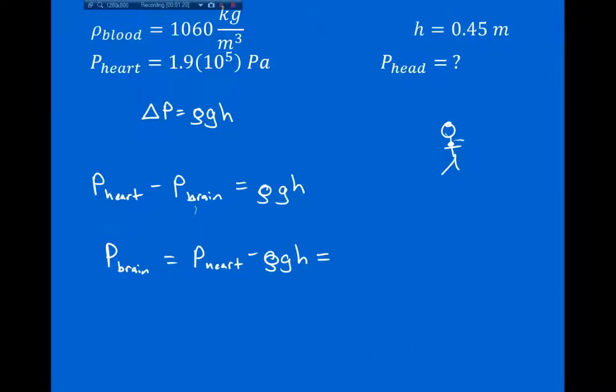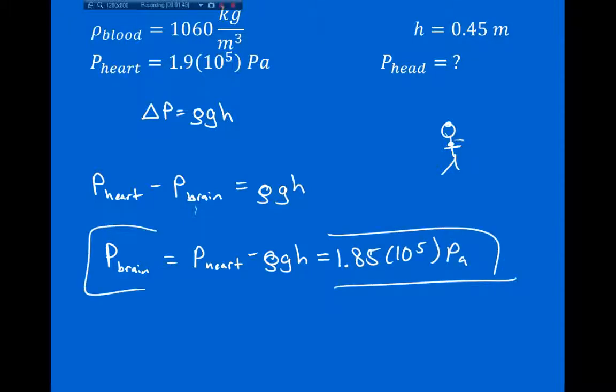So now if I just plug these numbers into a calculator, what I'll see is that the blood pressure in the brain is equal to 1.85 times 10 to the 5th pascals. So the blood pressure really doesn't change a whole lot between the heart and the brain.